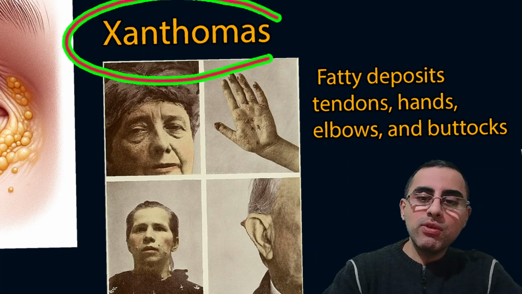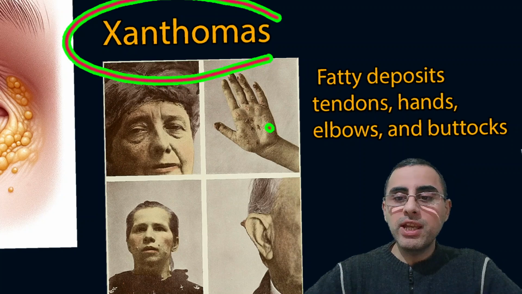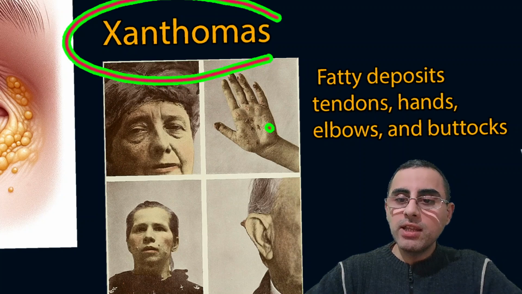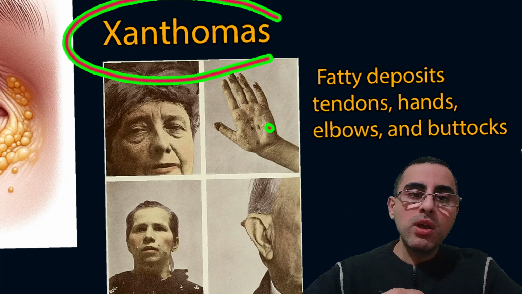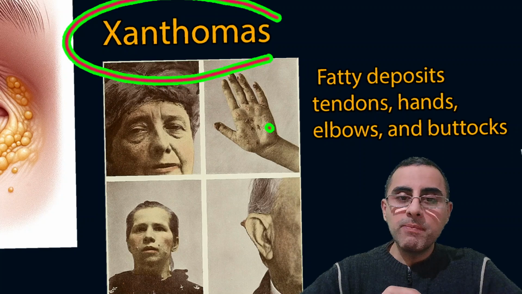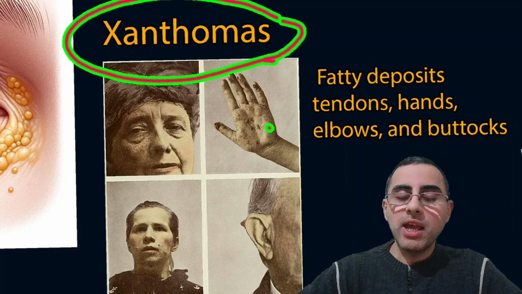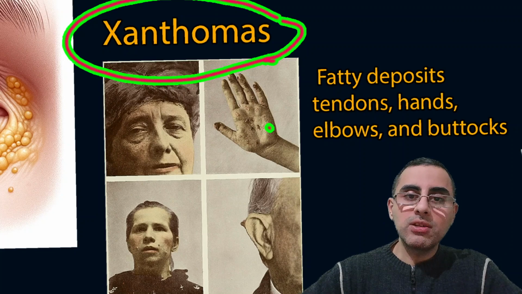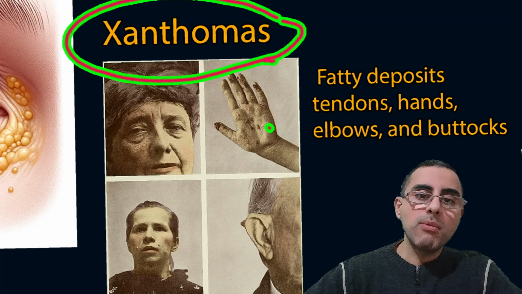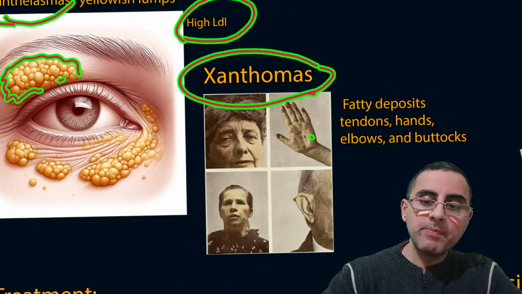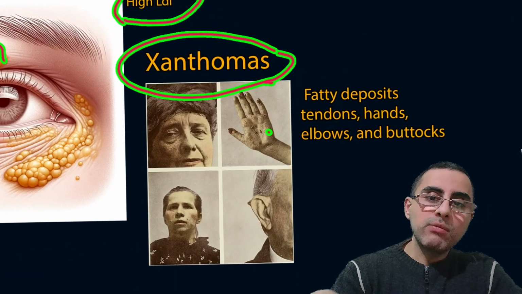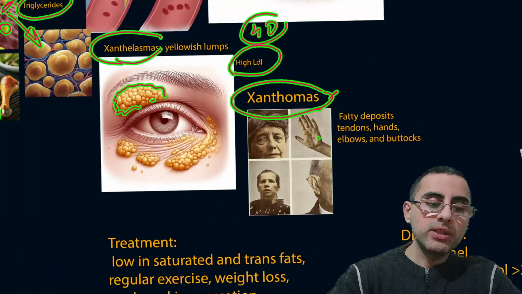Another sign of high cholesterol is xanthomas. Xanthomas are fatty deposits also on the hands, on the elbows, on the tendons and buttocks and different parts of the body. It's also cholesterol deposition, and it's also a sign of high cholesterol level. It has a very strong correlation with high cholesterol. It's common in familial hypercholesterolemia, and also common in liver disease.